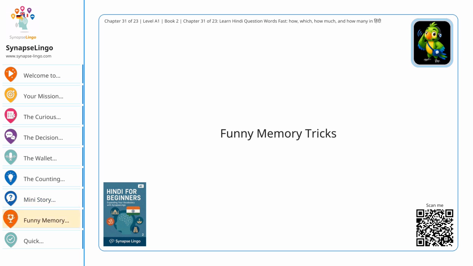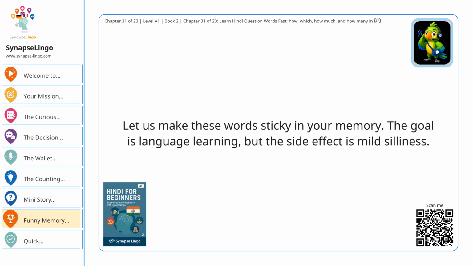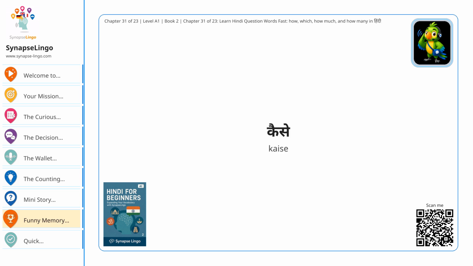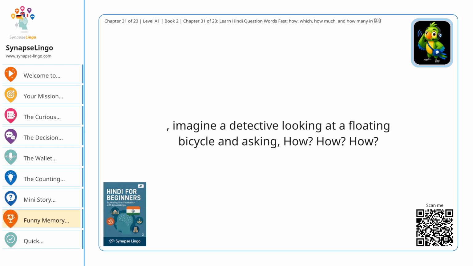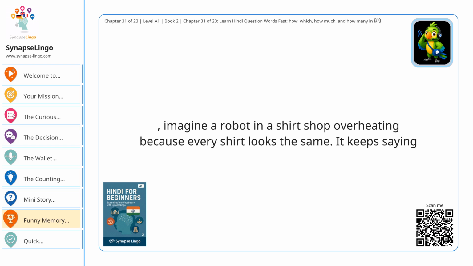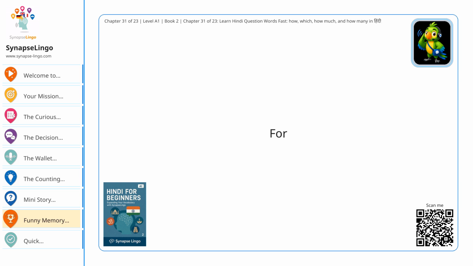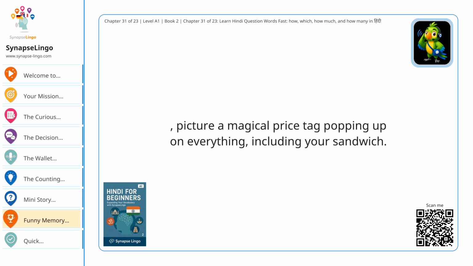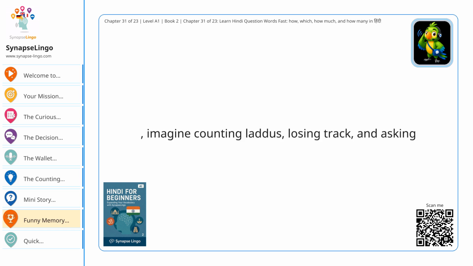Funny memory tricks. Let us make these words sticky in your memory. The goal is language learning, but the side effect is mild silliness. For कैसे? imagine a detective looking at a floating bicycle and asking, how? कैसे? For कौन सा? imagine a robot in a shirt shop overheating because every shirt looks the same. It keeps saying, कौन सा? For कितना? picture a magical price tag popping up on everything, including your sandwich. For कितने? imagine counting lattice, losing track, and asking, कितने? with great emotional commitment.